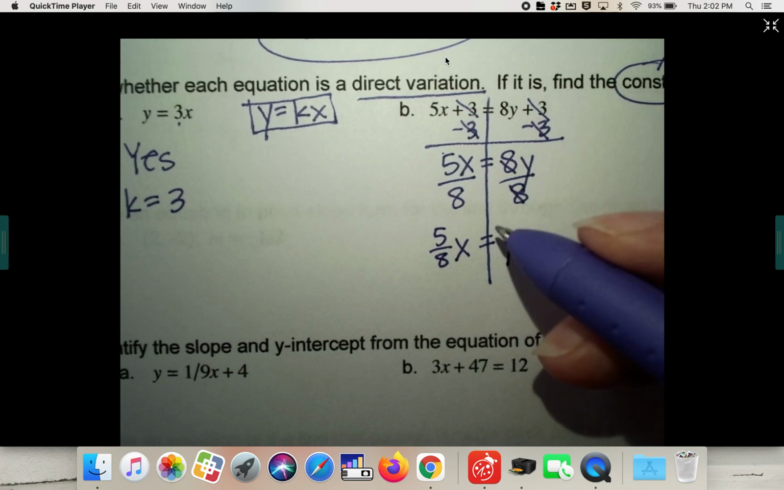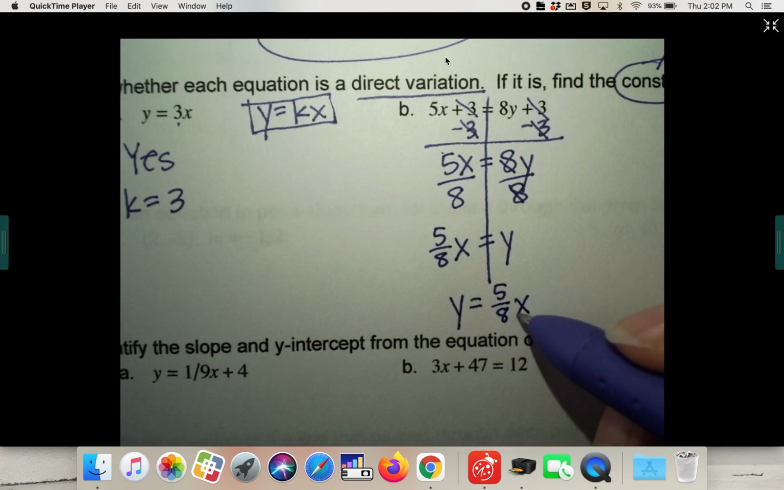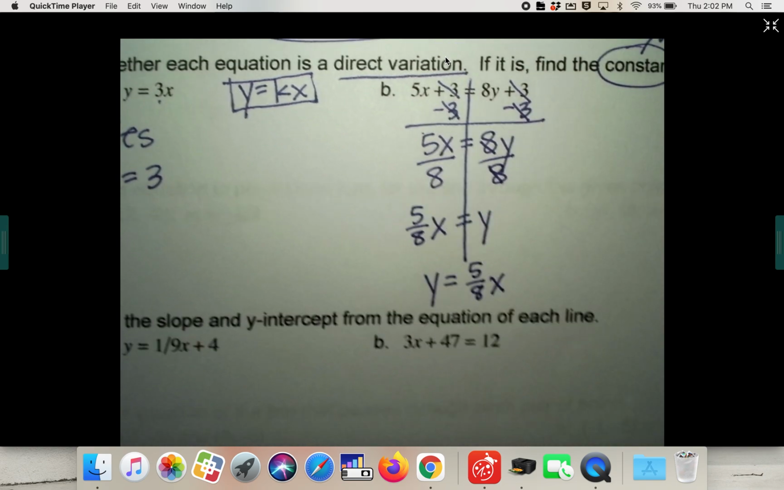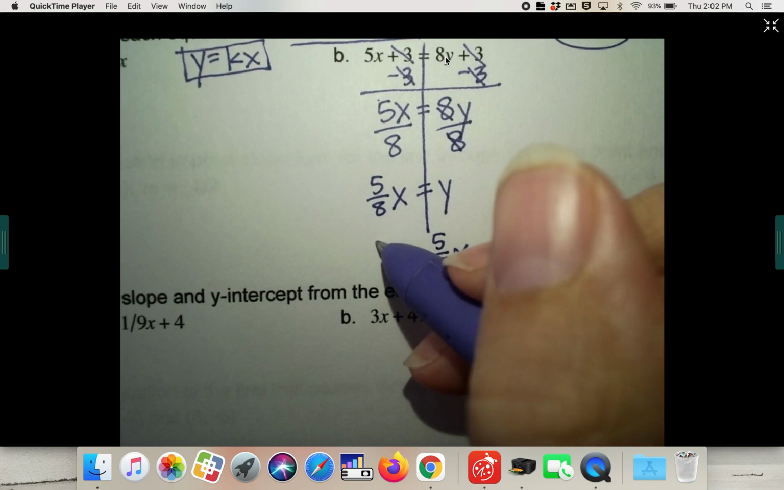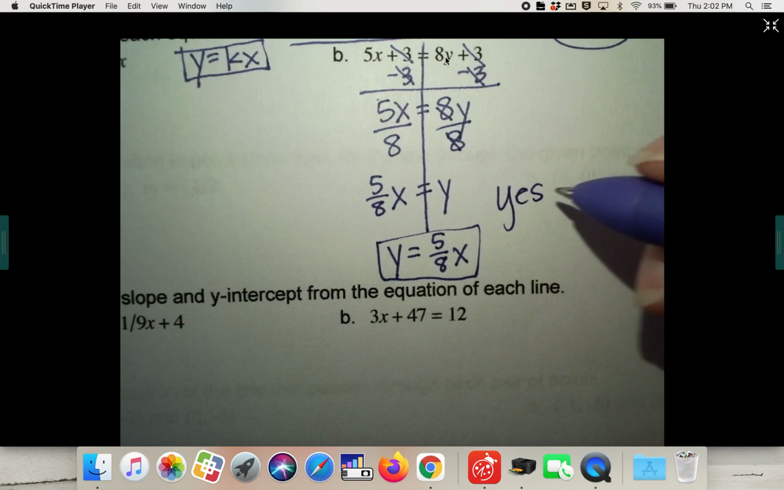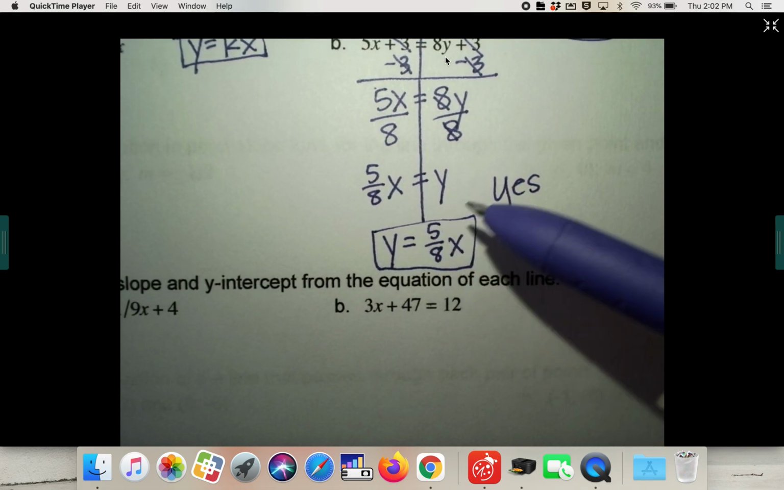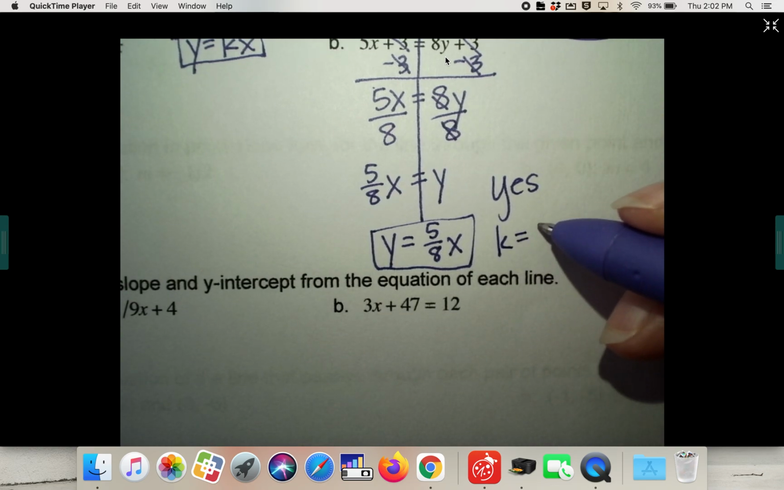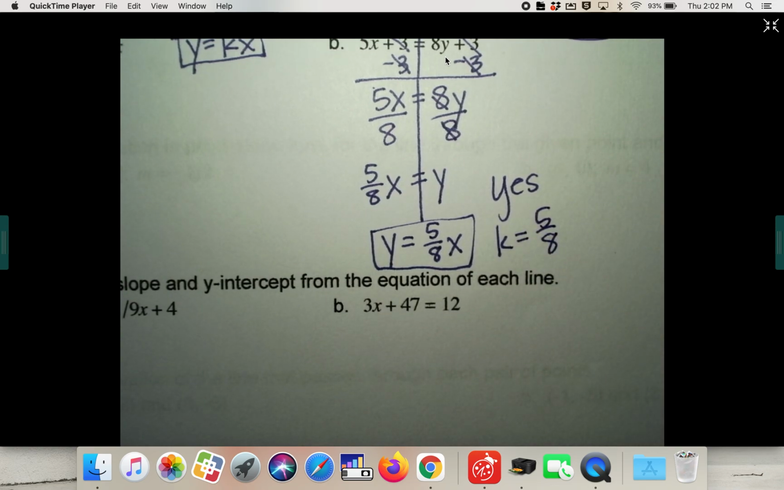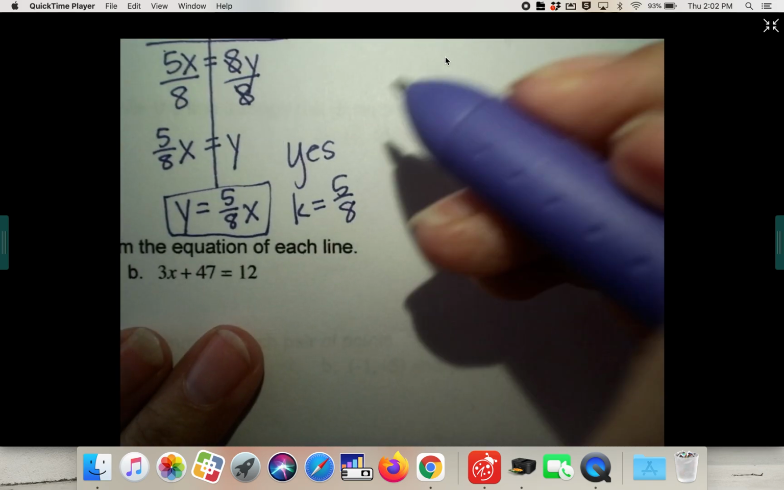Is that direct variation? If I write it this direction, maybe you can see it better. Is there any y-intercept, anything after the x? No, there is not. So this is a yes. It didn't look like it to begin with, but it's just y equals kx. And what is our k? It is 5/8. All right. Let's check out C.